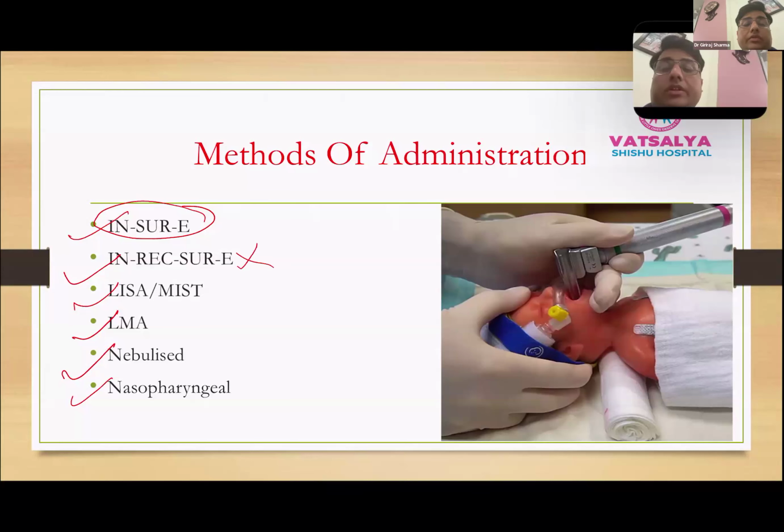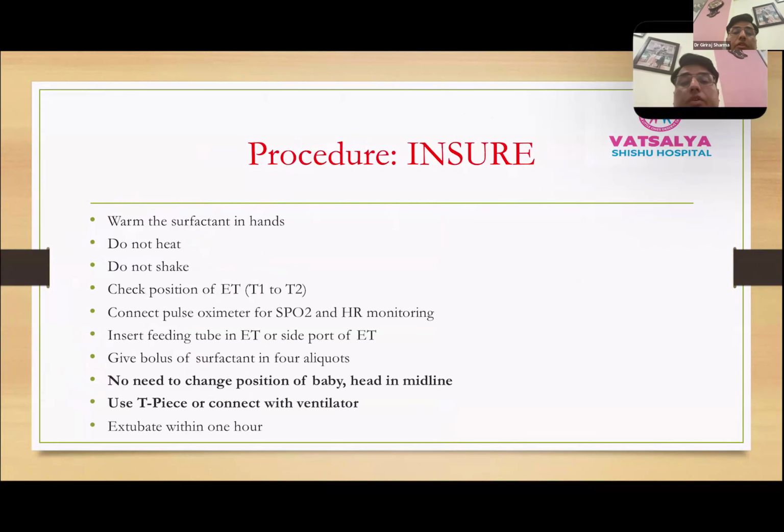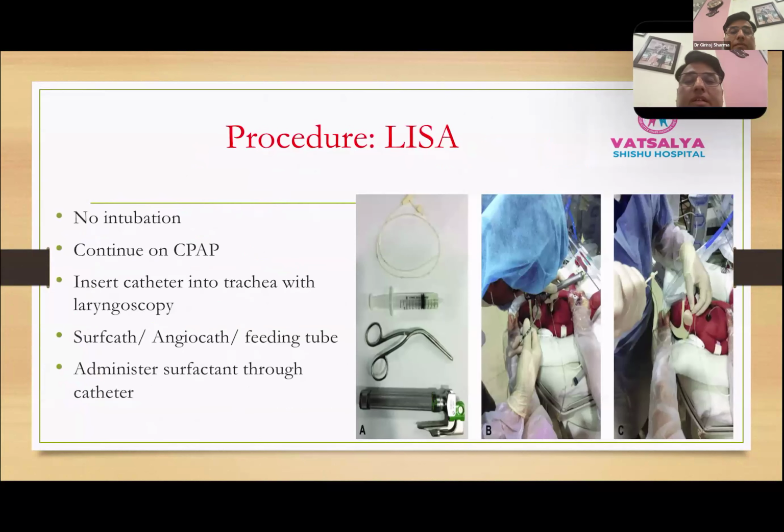In Rexure is not used because it's an invasive method. LISA is the most commonly recommended method for preterm babies. LMA also is currently not recommended. Nebulization also is not recommended. Nasopharyngeal also is currently not recommended. So currently, for extreme preterm babies, LISA is the best method, or we can use INSURE also. So these are the commonly recommended methods. The INSURE method we have discussed in the last lecture.